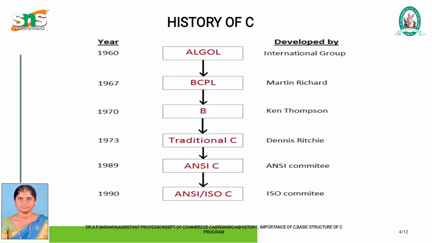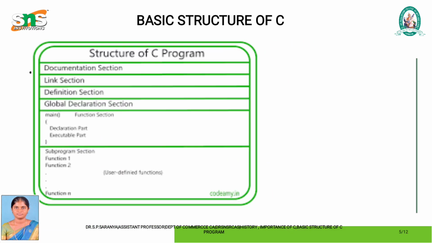Now, the currently used traditional C programming was developed by the author Dennis Ritchie in the year 1972. The American National Standards Institute, the ANSI committee, standardized C programming in the year 1989. Then we will see about the basic structure of C programming.